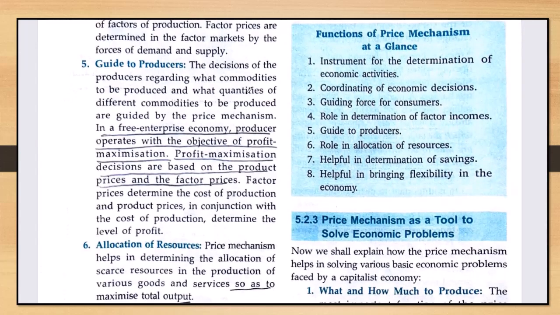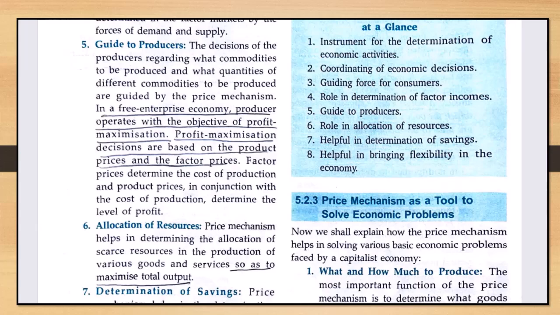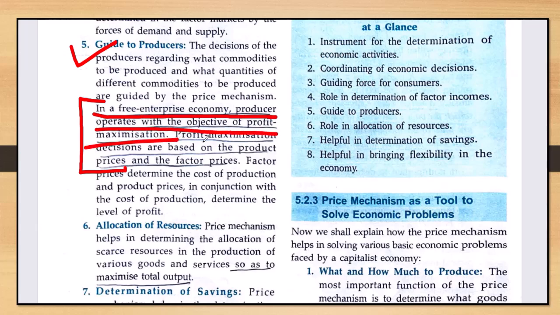Price mechanism is also a guide to the producers. It is a guide to the consumers, and it is also a guide to the producers. As they are aware of the cost of the factors of production, they are now better guided to decide about the profit maximization goal, to achieve the various goals which they are working for. Especially this is in what? Capitalistic economy. In free enterprise, that is in a capitalistic economy, producers operate with the objective of profit maximization.